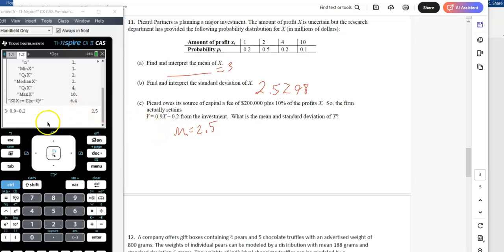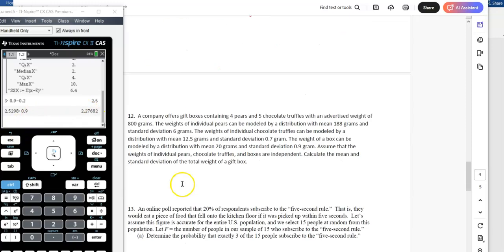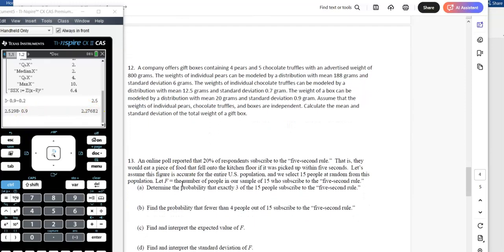Now the standard deviation of y. How is that affected? So we have 2.5298. Let's see, only multiplication affects it. So times 0.9, the standard deviation is 2.2768. And do that again, interpret here, okay.